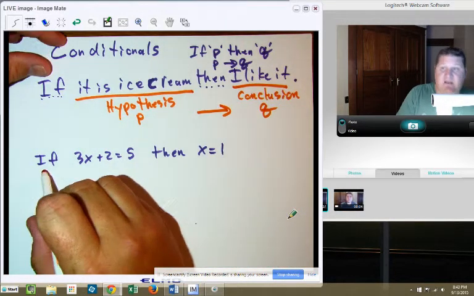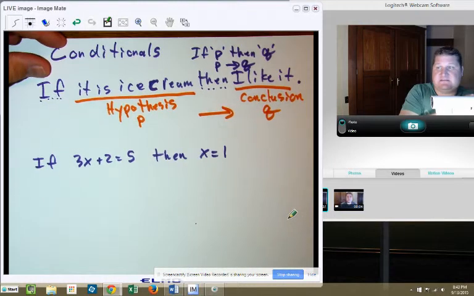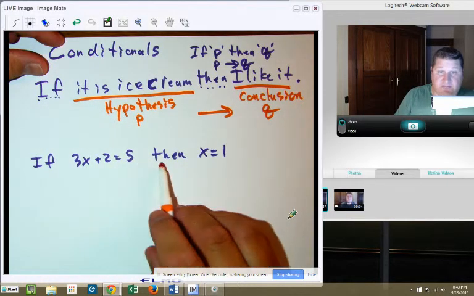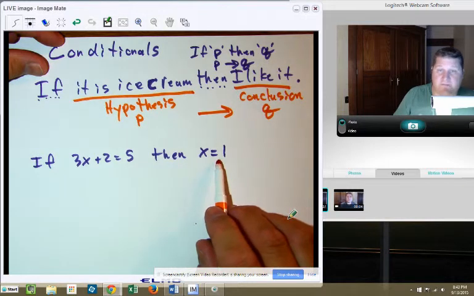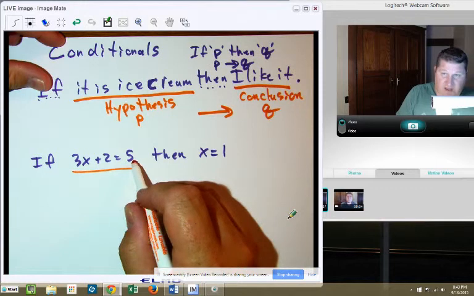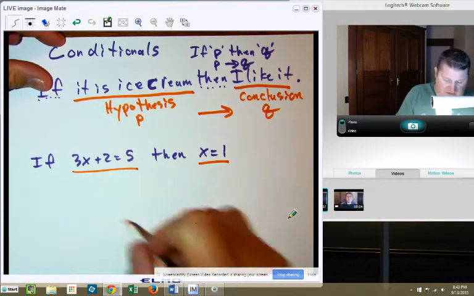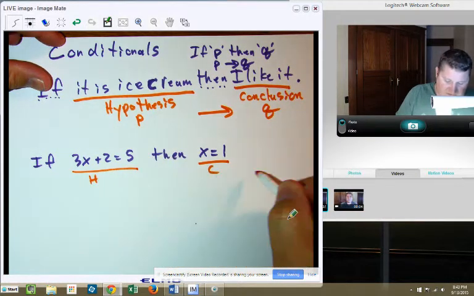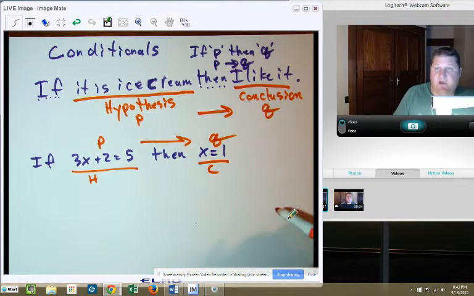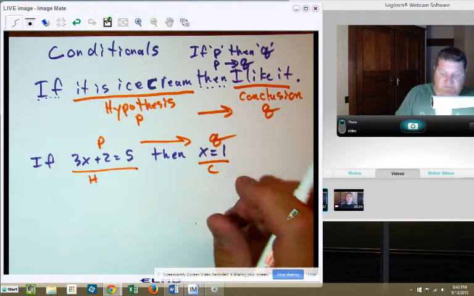Now, this is a more algebraic look at things. In this case, we have if 3x plus 2 equals 5, then x equals 1. Well, the hypothesis would be 3x plus 2 equals 5. The conclusion would be x equals 1. So hypothesis, conclusion, P, then Q. Okay, so this is the basic form for conditionals.